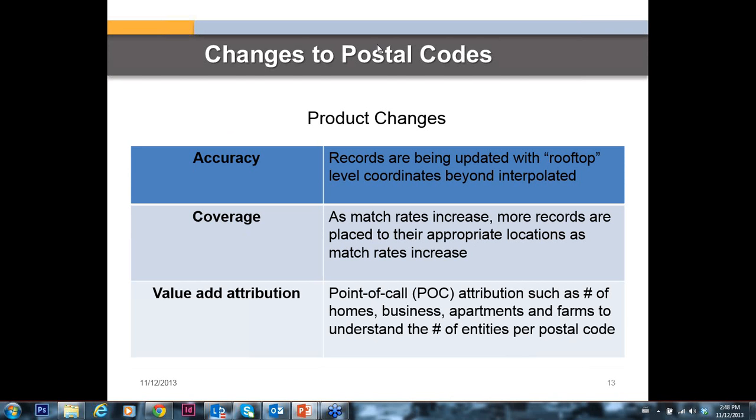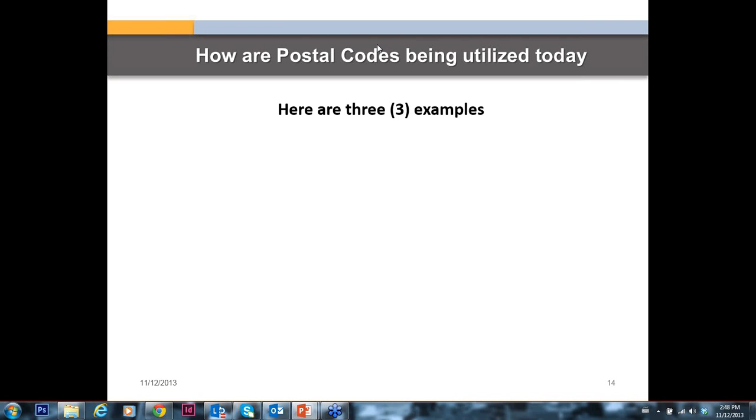Secondly, the coverage increases. So the match rate between Canada Post and various data sets will increase over time as individuals are doing more work to increase that match rate from street to street type matching. And last but not least, additional or value-added attribution that you can find in the product. Specifically, I like to refer to point of call or POC attribution. This actually tells you the number of homes, businesses, apartments, and farms associated with a unique postal code.